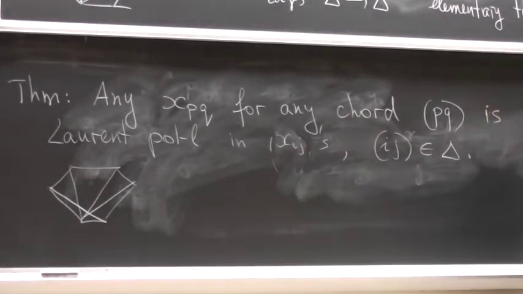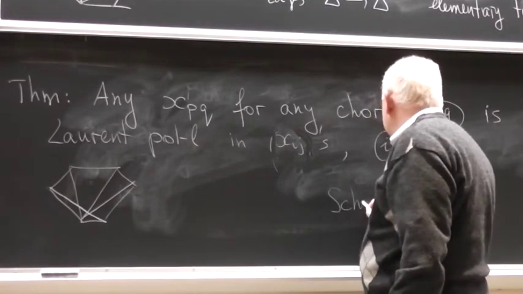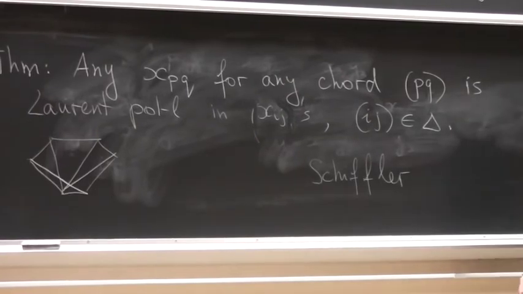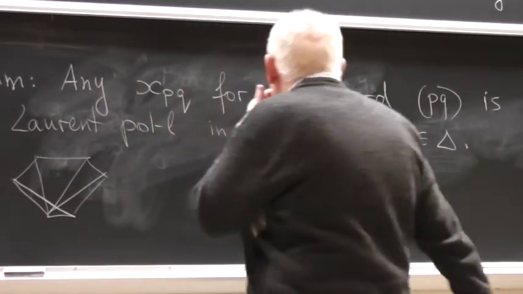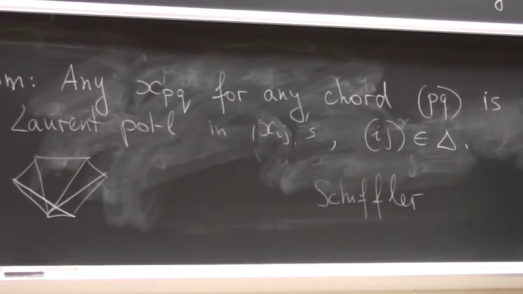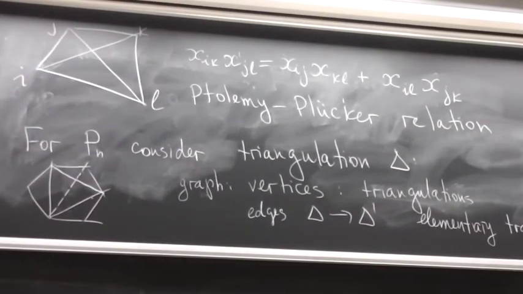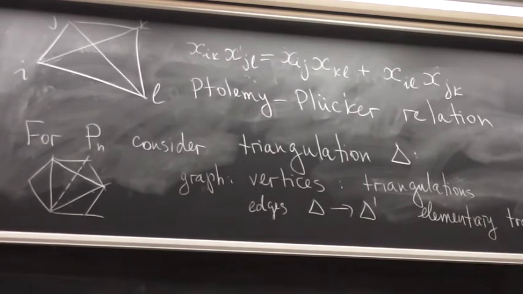Now the first proof was given by Fomin and Zelevinsky, and then Schiffler gave an exact combinatorial description of this polynomial. I will not talk about Schiffler's result because it will follow from the non-commutative version. Just a few comments. Why Ptolemy? Ptolemy means that if you have a quadrilateral which is inscribed in a circle and x_ij are the lengths of these sides, then you have exactly this formula. I proved it to my students by Newton's method just a week ago, just for fun. This is why it is Ptolemy.